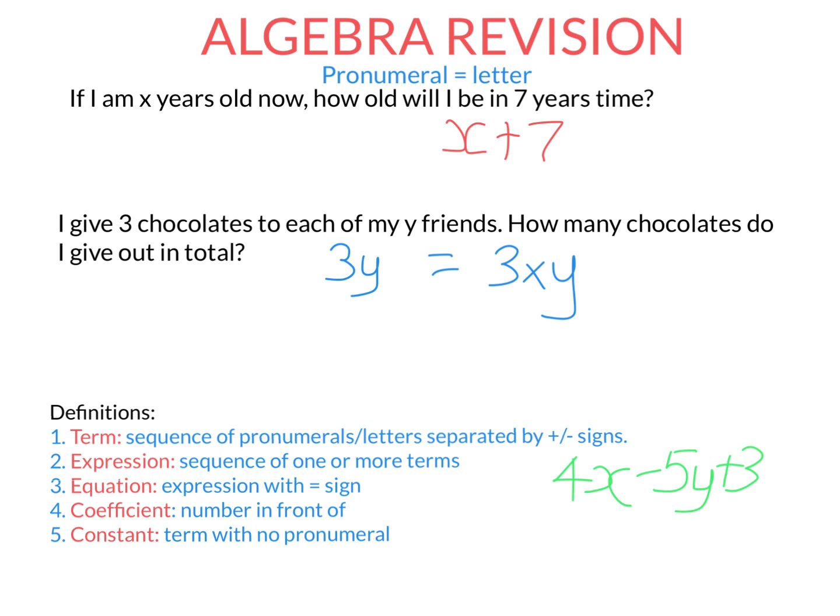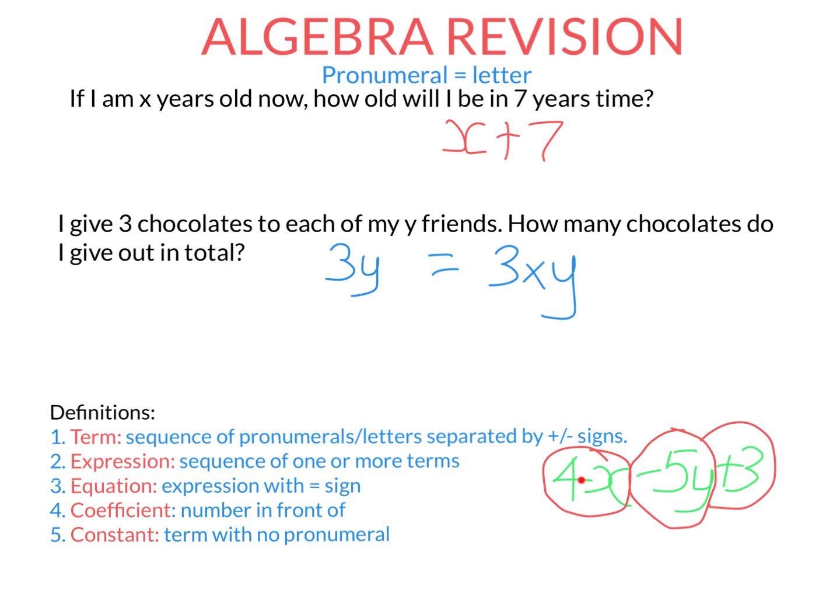So there's a few definitions that we need to know. Term, expression, equation, coefficient, and constant. So I'll illustrate what those mean with this here. So here, 4x minus 5y plus 3, this is an expression. It's just a sequence of terms. Each of these is a term. 4x is a term, negative 5y is a term, positive 3 is a term. You can identify terms as they're separated by minus or plus signs. So this expression has 3 terms. An expression is just one or more terms. So this is not an equation because it does not have an equal sign.